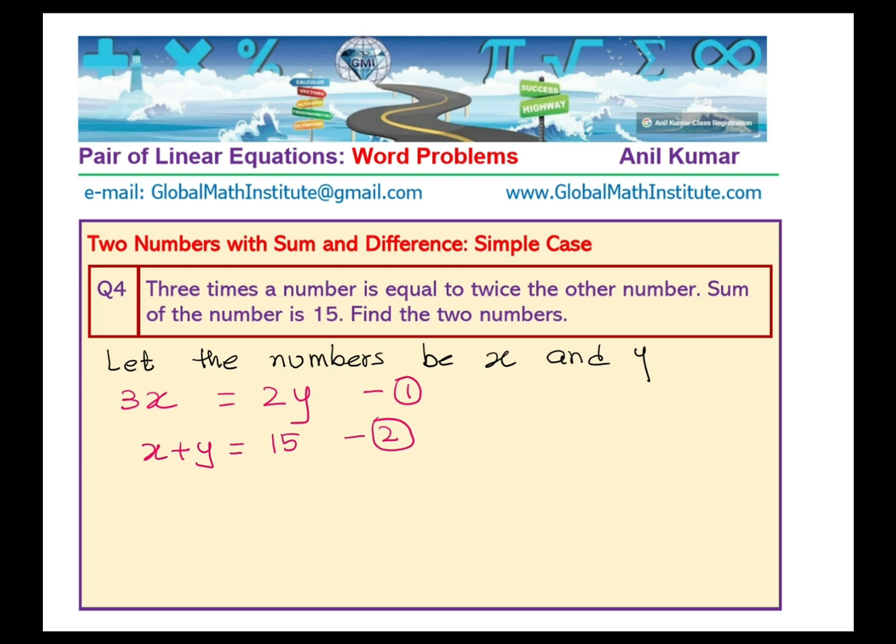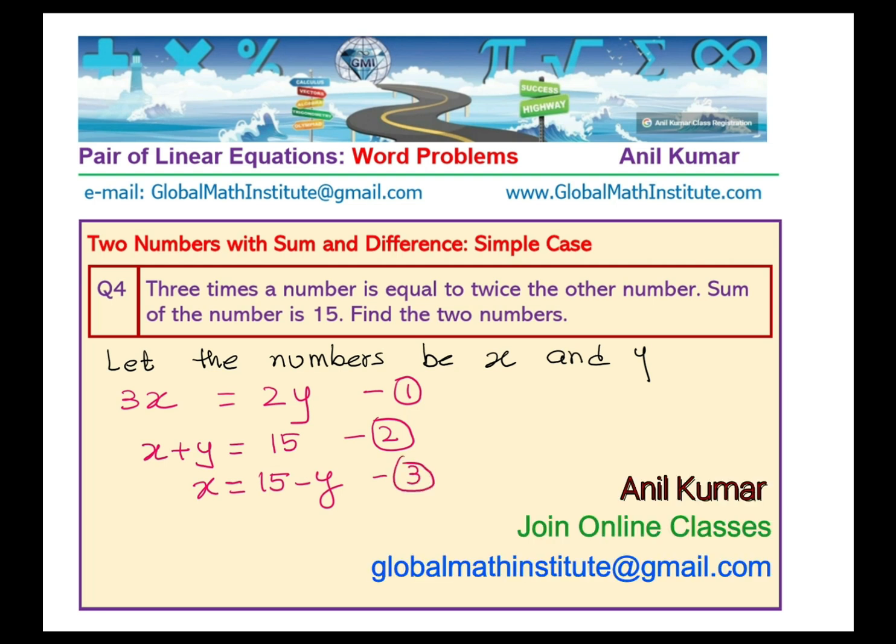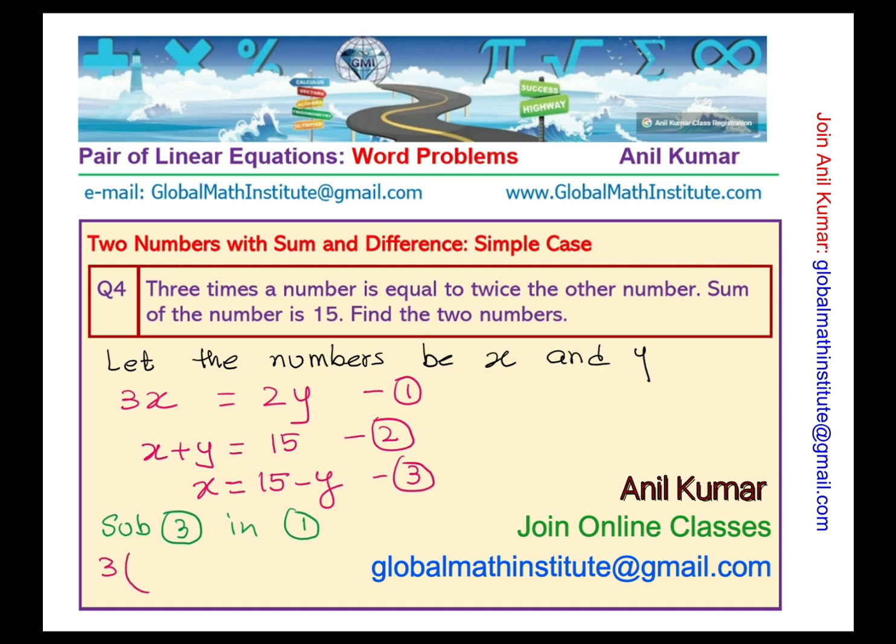We will solve this by substitution method. So from equation 2, we can say that x is what? x is 15 minus y, so we get our equation 3. Now we are going to substitute the value of x in our first equation. So we will write substitute 3 in 1. So that means what we are going to get: 3 times x, and the value of x is 15 minus y. Clear? Is 2y. Now that results in one equation with just one variable y, which we can now find.